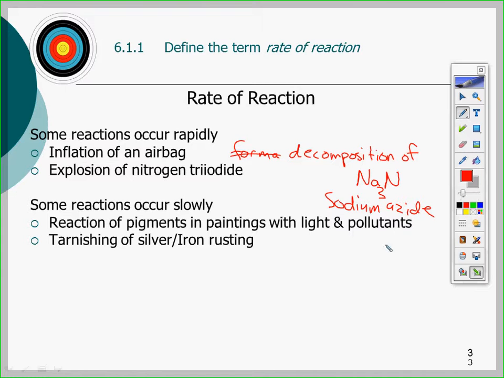Where does the azide thing come from? This is what this is called. This is just a common name for that. Common name. All right? And some reactions occur slowly, such as reaction of pigments and paintings with light and pollutants.